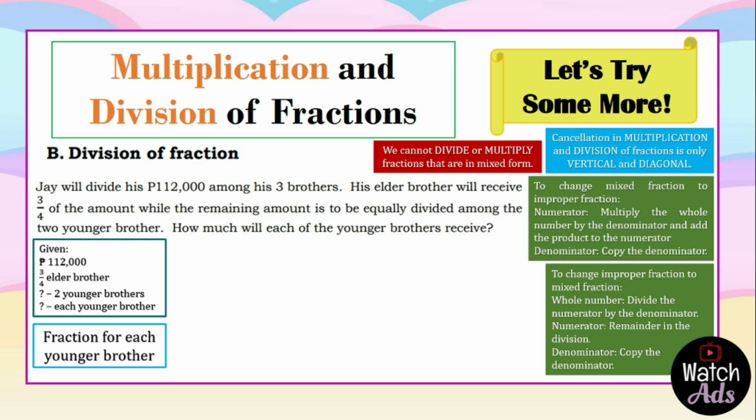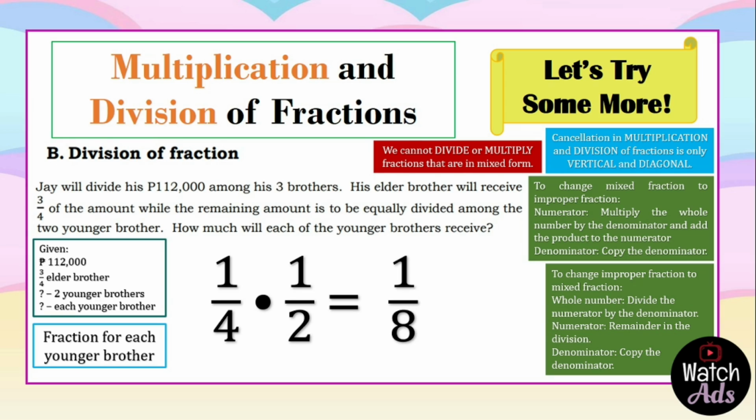Since the share of the 2 younger brothers is 1/4 and they will receive equal shares, we divide 1/4 by 2 or 2 over 1. Change the division sign into multiplication and take the reciprocal of the divisor, that is 2 over 1. We have 1/4 multiplied by 1/2. Now we can directly multiply without cancellation because we cannot cancel anymore. 1 multiplied by 1 is 1. 4 multiplied by 2 is 8. Now the fraction for each younger brother is 1/8.